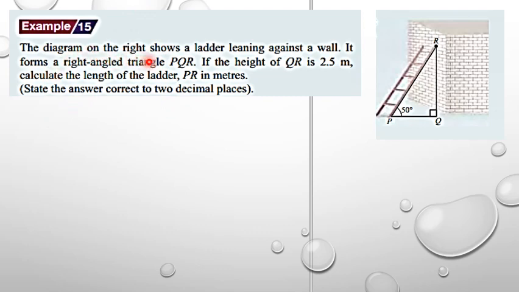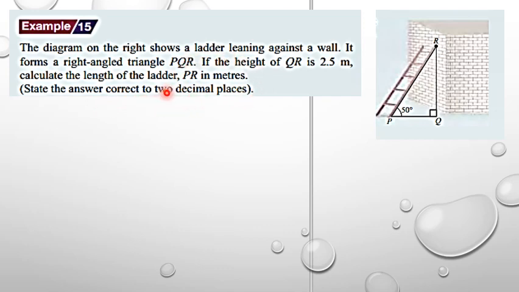Okay, the diagram on the right shows a ladder leaning against a wall. It forms a right angle triangle PQR. If the height of QR is 2.5 meter, calculate the length of the ladder PR in meters. State the answer correct to 2 decimal places.